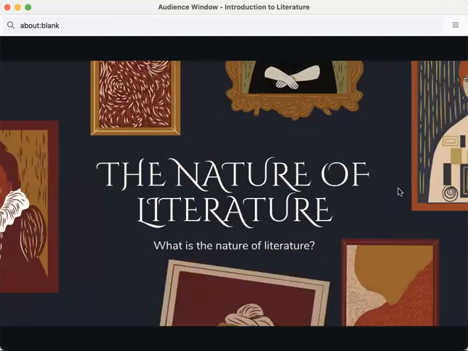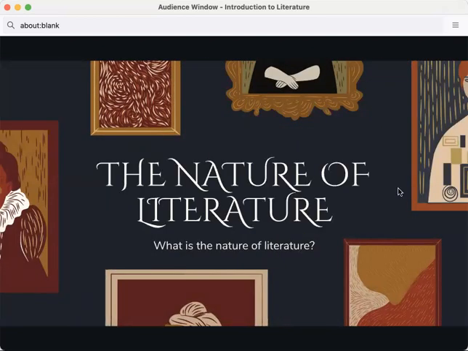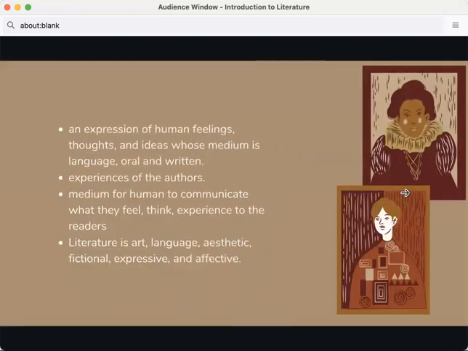And when we talk about the nature of literature, what is actually the nature of literature? We can start from the definition of literature, the traits of literature, the characteristics of literature. Talking about the characteristics, we can try to define literature as an expression of human feelings, thoughts and ideas whose medium is language. It can be oral or maybe in written form.